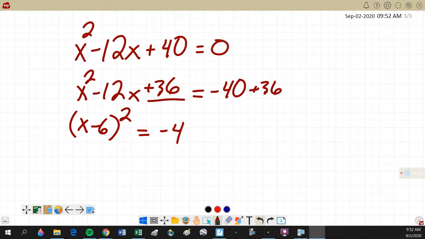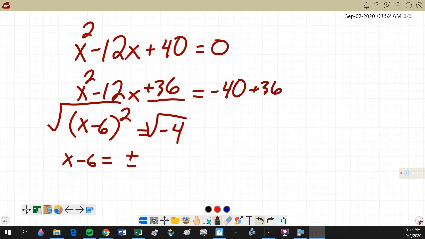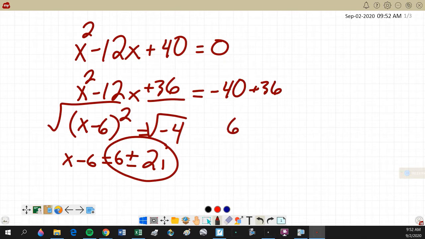Am I going too fast? We're good? Take the square root. X minus 6 is equal to plus or minus 2i. And then I bring the 6 over. And I get 6 plus or minus 2i. What if it would have been 6 plus or minus the square root of negative 5?